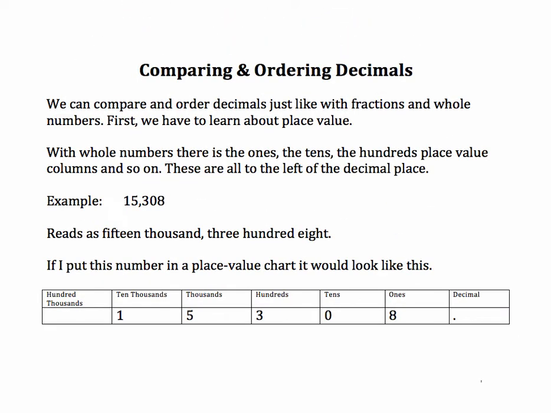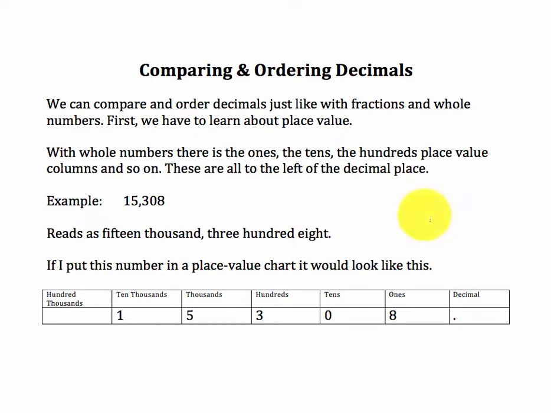So today we're going to look at comparing and ordering decimals. We've done fractions and whole numbers, and now we're looking at decimals. So the first thing that we need to know about comparing and ordering decimals is we need to learn about their place value. So just like whole numbers have place value, decimals also have different place value columns.